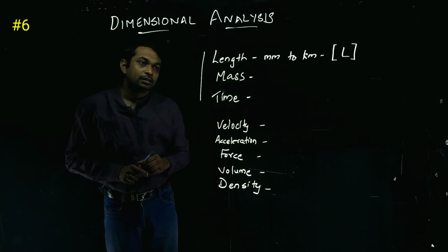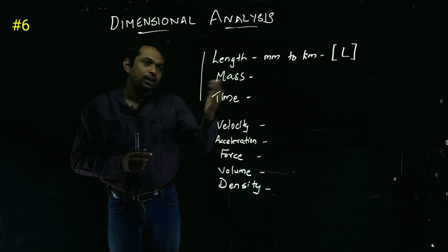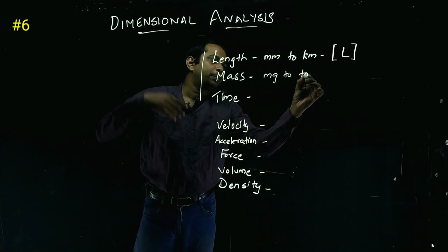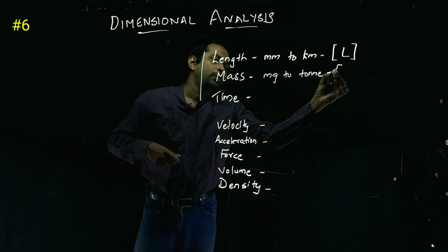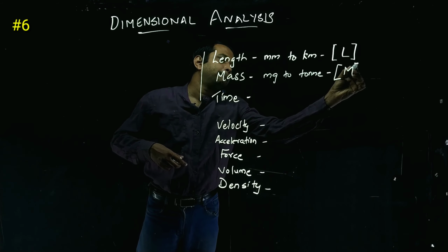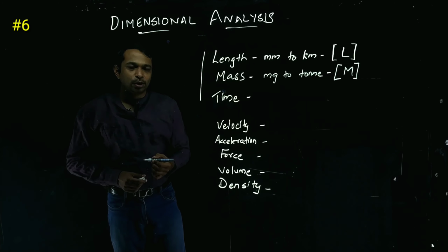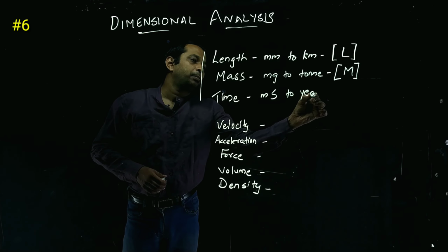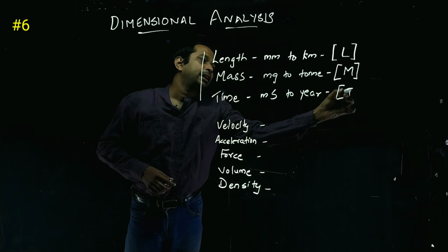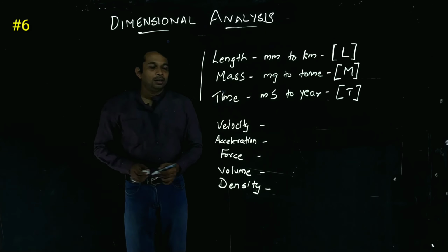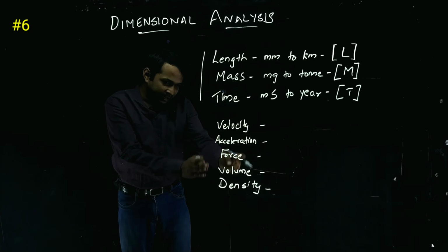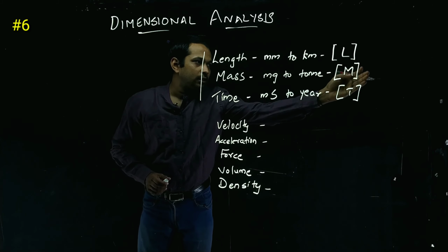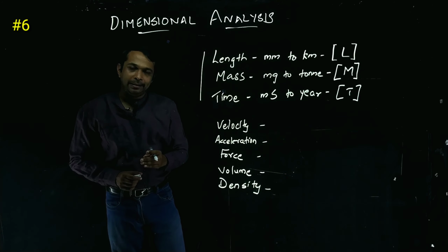Similarly, how can we conclude it for mass? It can be from milligram to kilogram or even up to ton. But basically what we are measuring is mass. And similarly for time, it can be from millisecond to year or whatever it may be, but you are measuring the time. Now we can write these units in terms of this L, M and T.